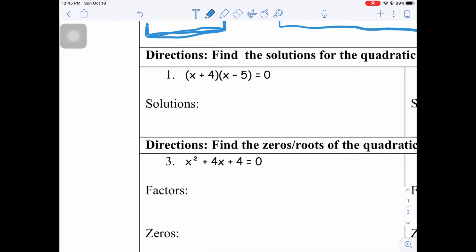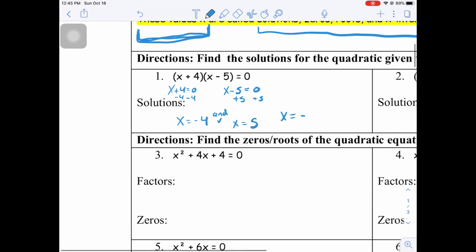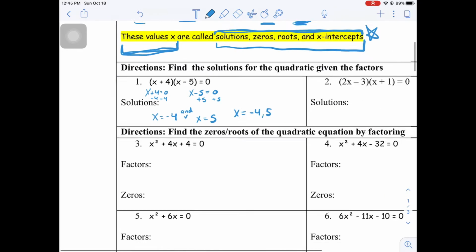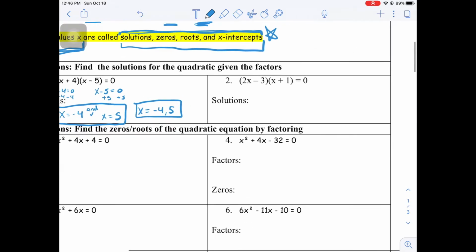So in order to do this question, we would need to set each term equal to 0. So x plus 4 is equal to 0. X minus 5 is equal to 0. On the left side, we just subtract 4, so we get x is equal to negative 4. And on the right side, we would add 5, so then x is equal to 5. You can write it like this. This would be an and statement because x is equal to negative 4 and x is equal to 5. Or you could write it in one singular x equals, so x equals negative 4 and 5 like that. So either one of these works and is a good answer for these types of questions.